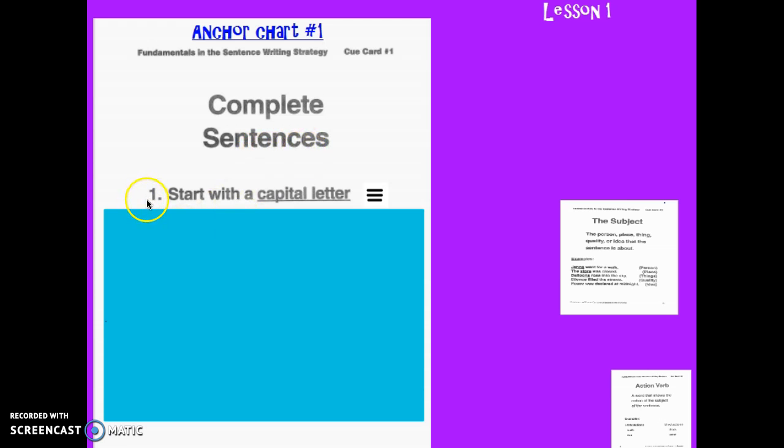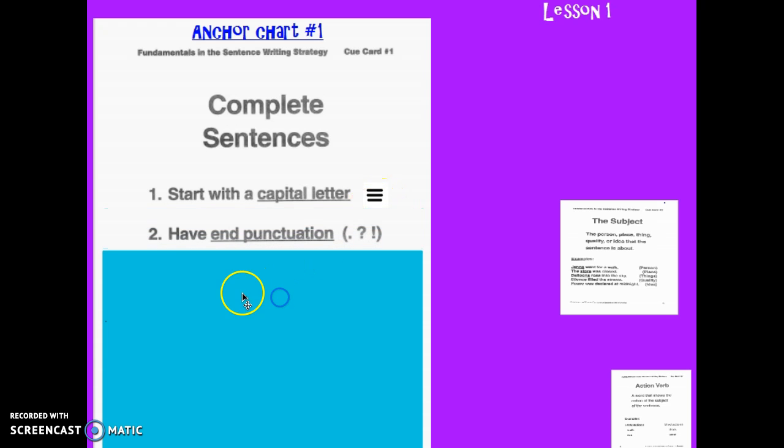The first one is to start every sentence with a capital letter. And boys and girls, this is the symbol we're going to use to signify that a sentence needs a capital letter. So 3 lines under a letter that needs to be capitalized.